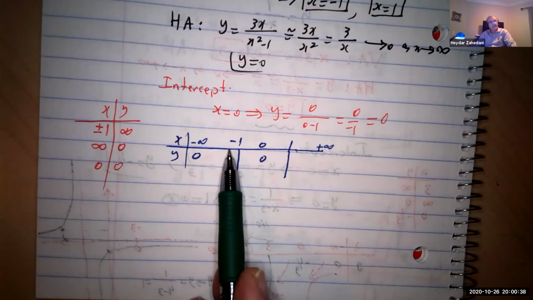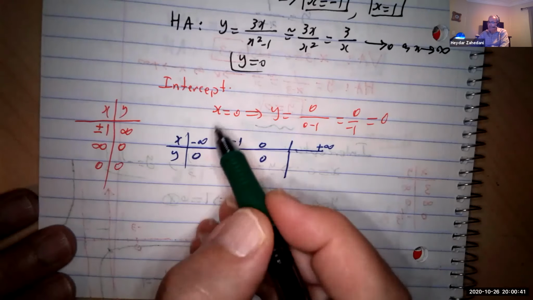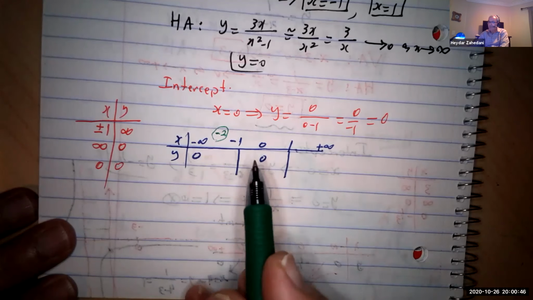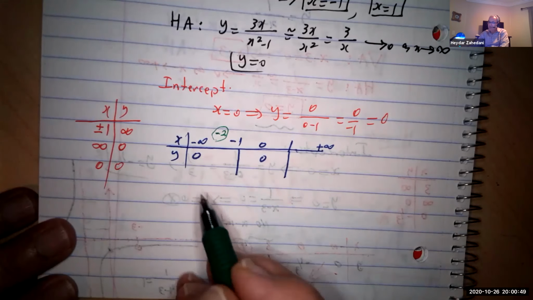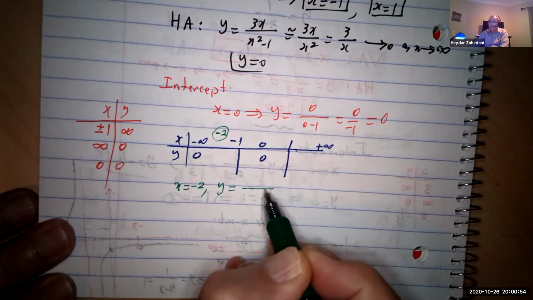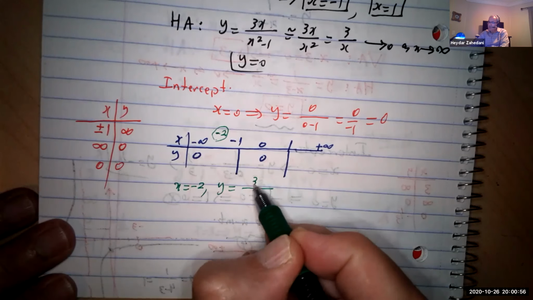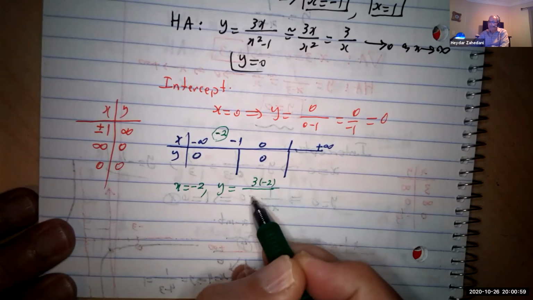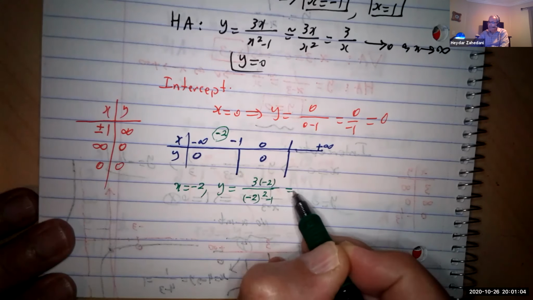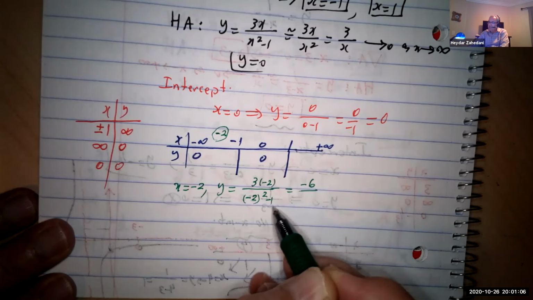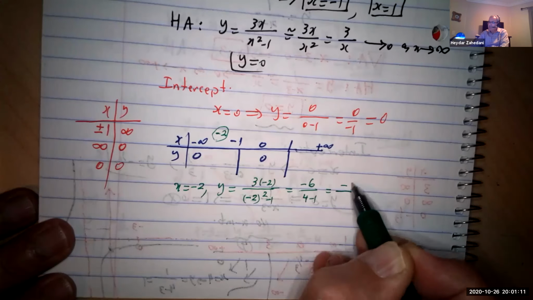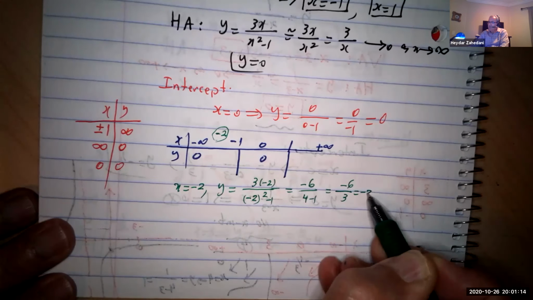So we start from here and bring more numbers. Between negative infinity and negative 1, for example, you may bring the negative 2 here. So let's go to the function and see what the result is when you put x equal to negative 2. So your y, remember the function was 3x over x squared minus 1. It's going to be 3 times the negative 2, and the bottom one would be negative 2 squared minus 1. So the top would be negative 6, and the bottom one is 4 minus 1, which is negative 6 over 3. That gives you a negative 2 here.